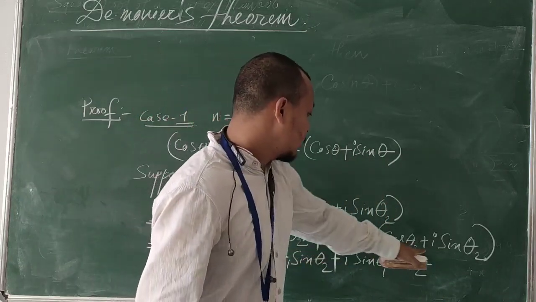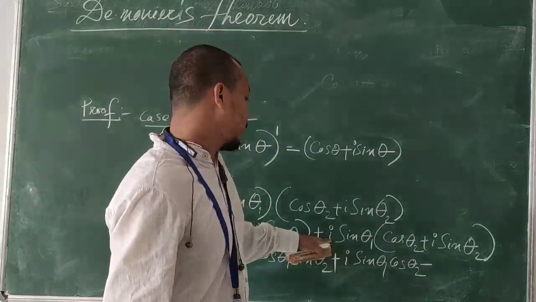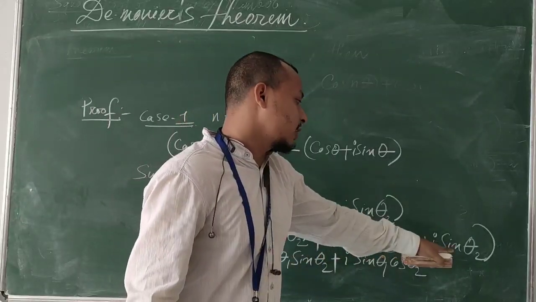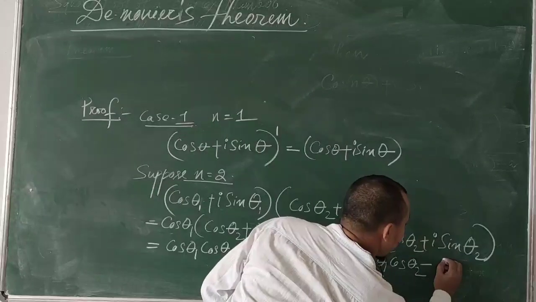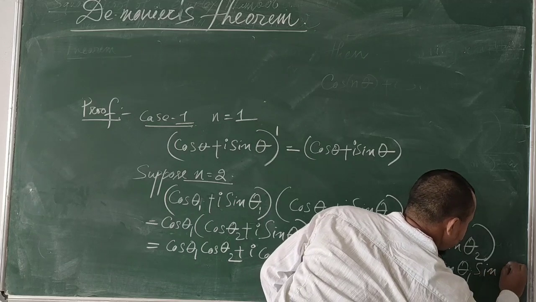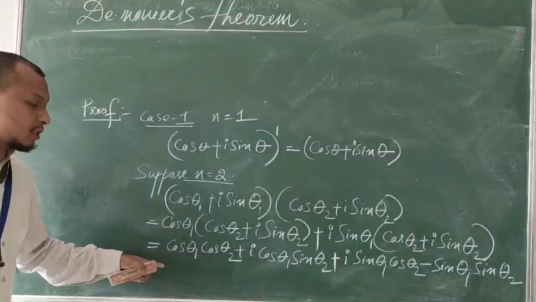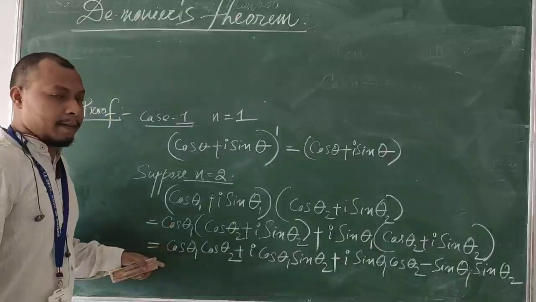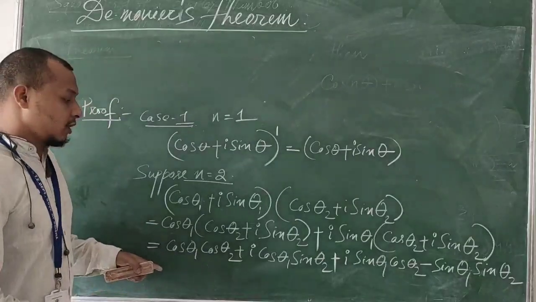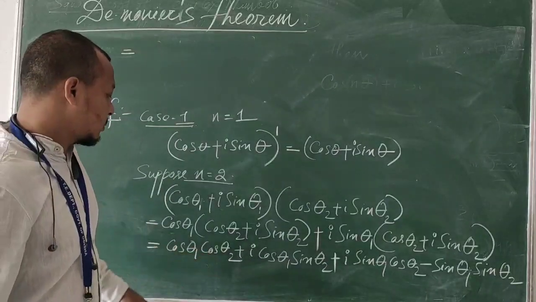See, plus i into plus i, minus i square, is nothing but minus 1, and sin theta 1 into sin theta 2 minus... I hope you have understood this step. So I am going to proceed to the next step: cos theta 1 sin.